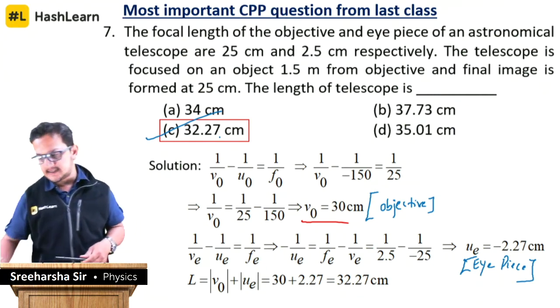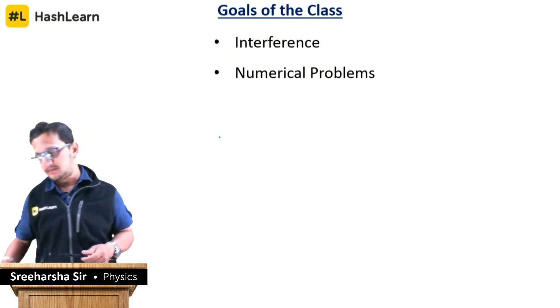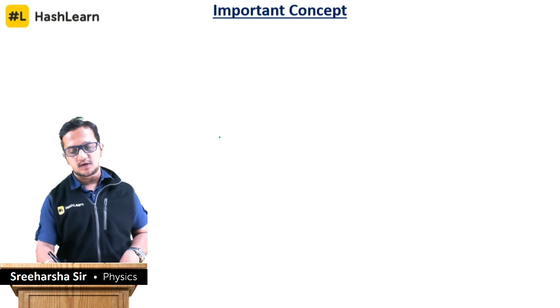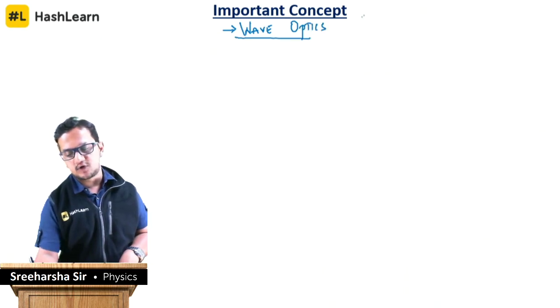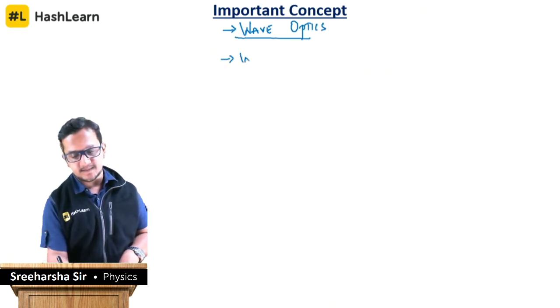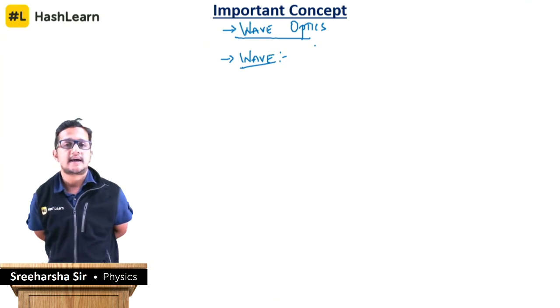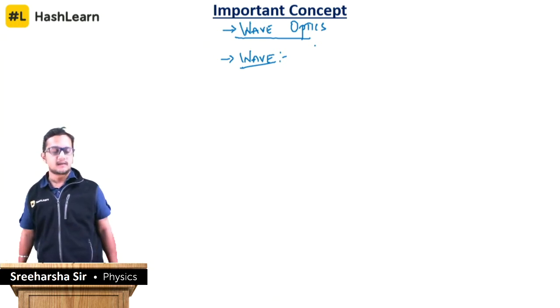Now the goal of today's class is interference and the numerical problems based on that. So we are going to start from the core. The chapter name is wave optics. Before we start with wave optics, we have to know what a wave is. We are very familiar with this word wave, also called ripples. You can relate it to the ripples on water.